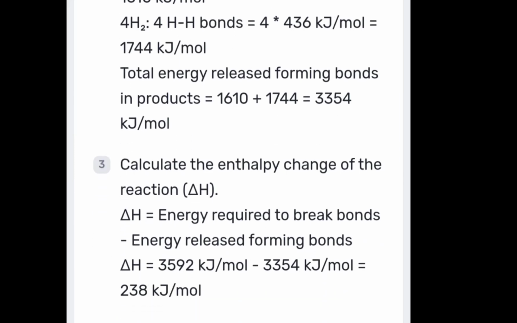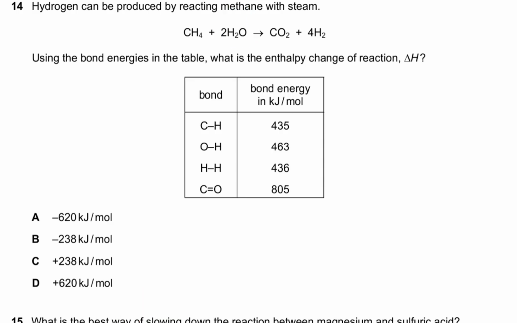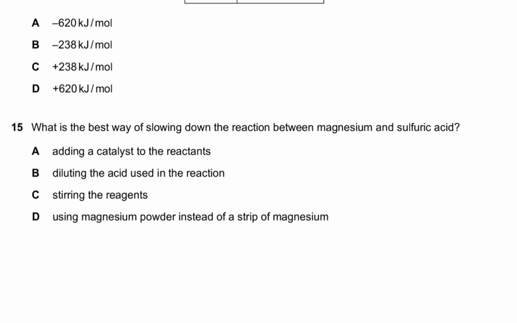Now the energy required to break the bonds minus the energy released during the formation of bonds, you subtract it, and you will get the answer. So minus 238 kilojoules per mole is our answer. So that is our C option. So 238 kilojoules per mole is the enthalpy change of this reaction.